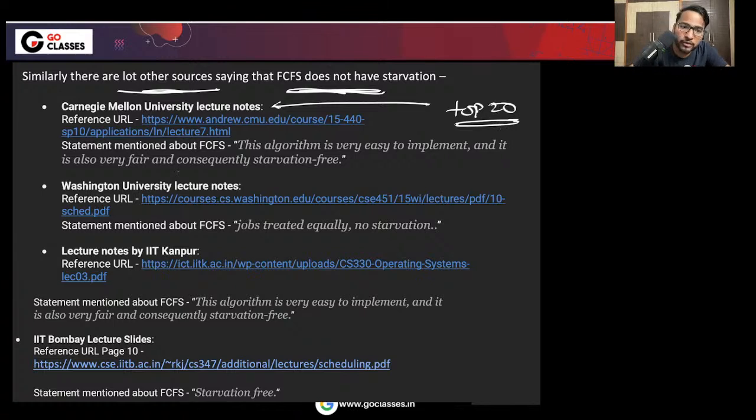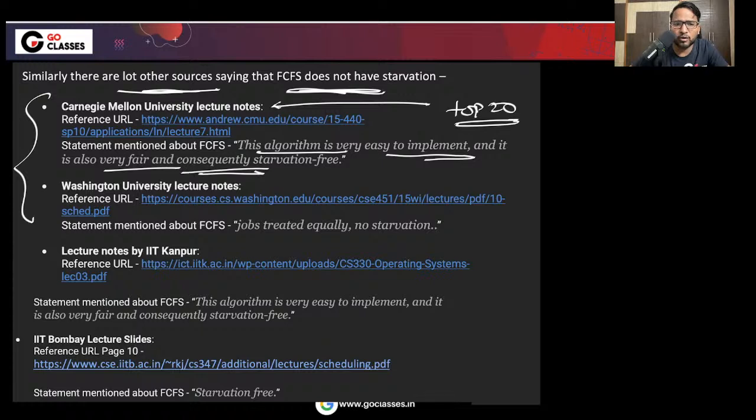These universities, CMU and Washington, and similarly IIT Kanpur and IIT Bombay, are definitely top ranked universities in India. But if I talk about these foreign universities, I'm 100% sure that if not top 20, then CMU and Washington University are in the top 30. These universities are specifically saying that this algorithm is very easy to implement and is also very fair.